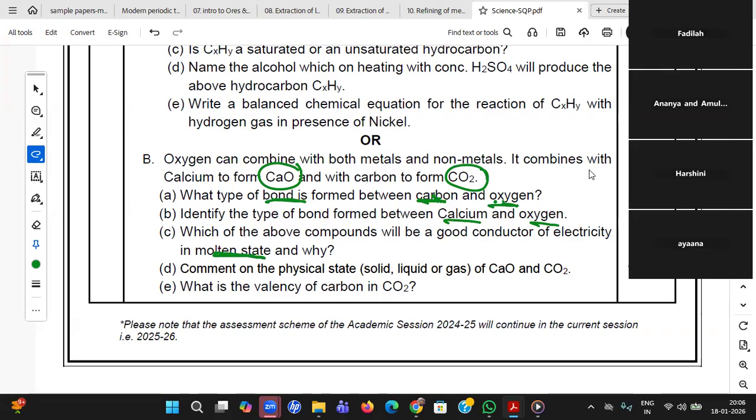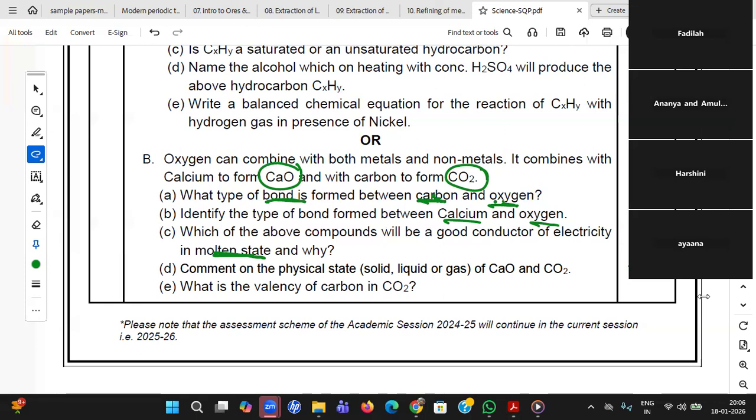Let me see who will give this answer. Okay, valency of carbon. Right answer. Very good, Ananya, Amulya. Rujita, right answer. Harshini, very good. No, Narendran, no. Valency is asking. Valency is the ability to form a compound by becoming stable. It may be losing, it may be gaining, it may be sharing. Solid at room temperature because it's an ionic compound. Very good. CO2 is a gas at room temperature because of low melting point. Right answer, Fadila.